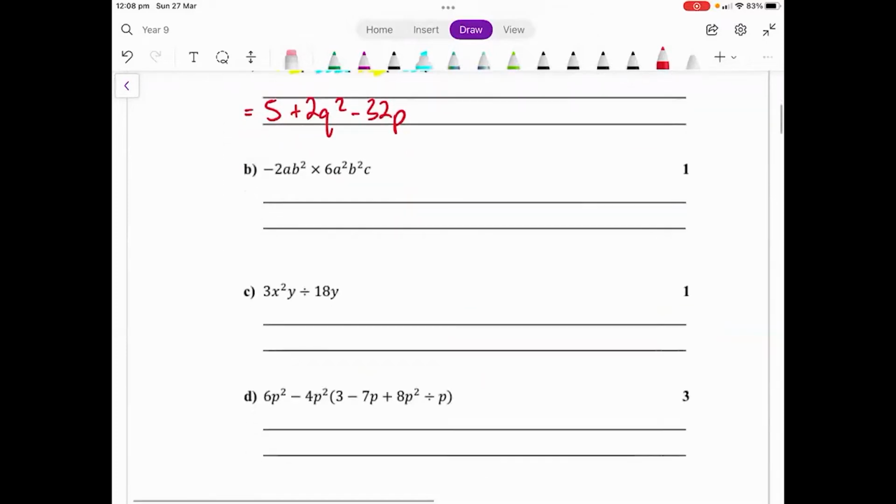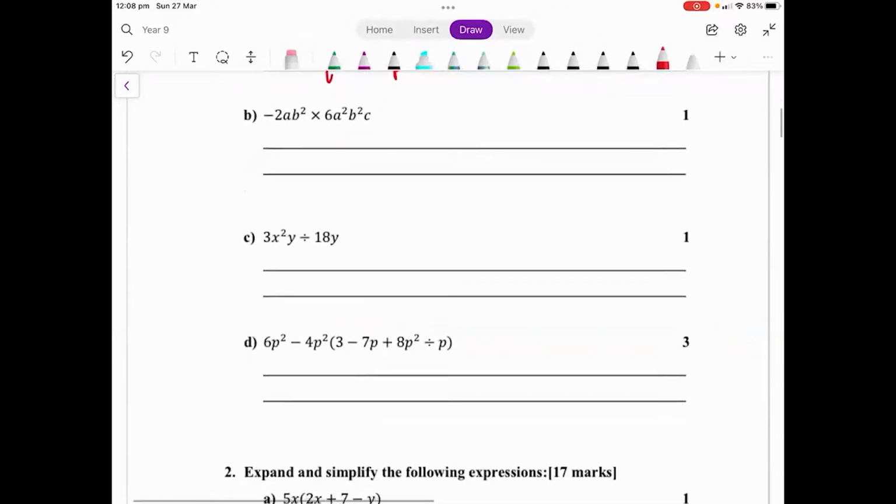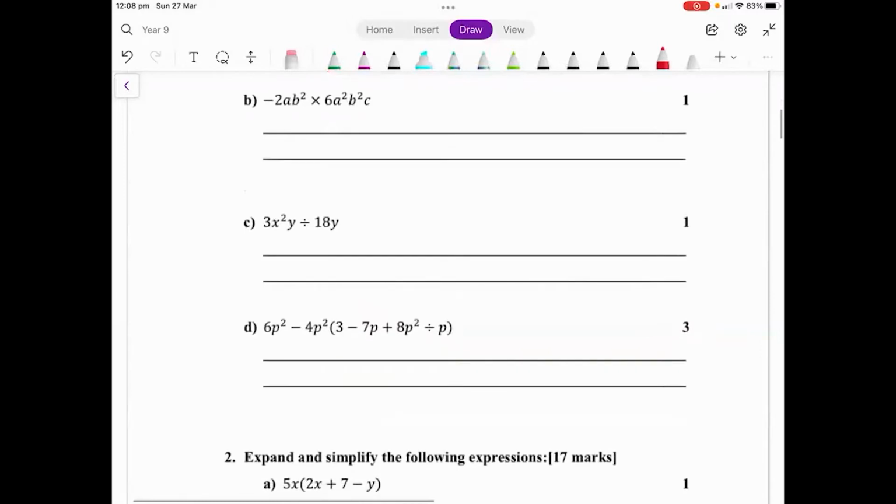Question B, we multiply the coefficients. Minus 2 times 6 is minus 12. And we combine the powers. So a to the power of 1 times a to the power of 2, we add the powers. That's a to the power of 3. 2 plus 2 for the powers of b gives you b to the power of 4. And c is just alone. Final answer, minus 12 a to the power of 3, b to the power of 4, c.